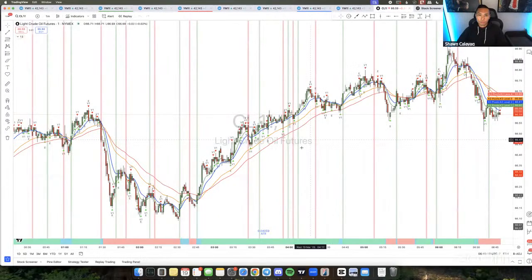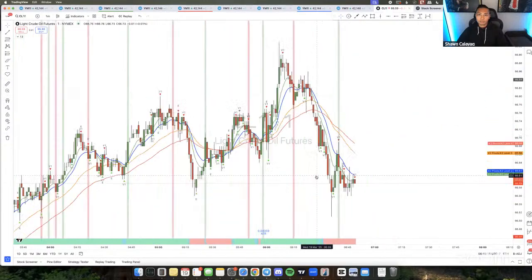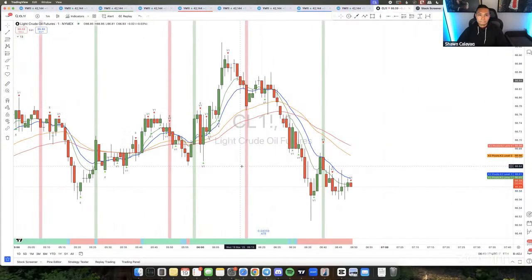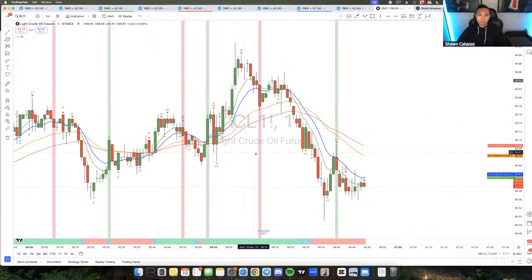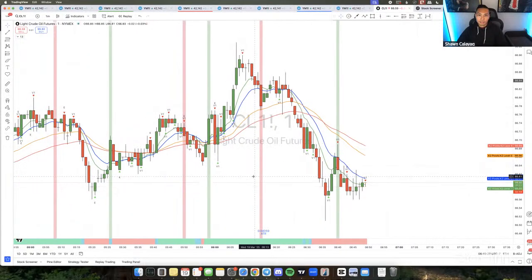Let me check oil. Now that we have stuff going on in the world, I think oil might be a good thing to look at. Oil is going to be affected by what happens with Ukraine and Russia. I mean, the ceasefire is probably most likely going to happen. It's just a matter of time until it does. But yeah, oil prices are probably going to go up.